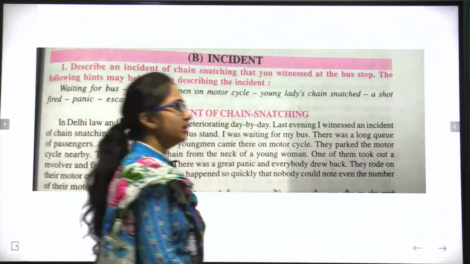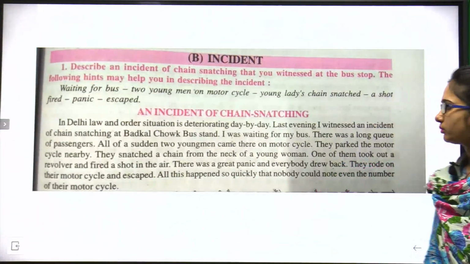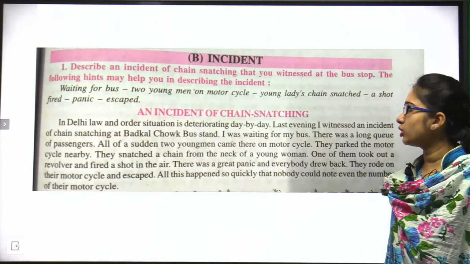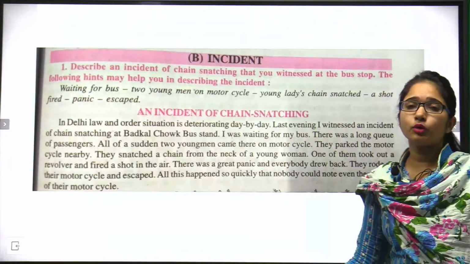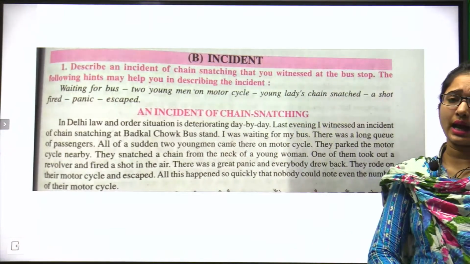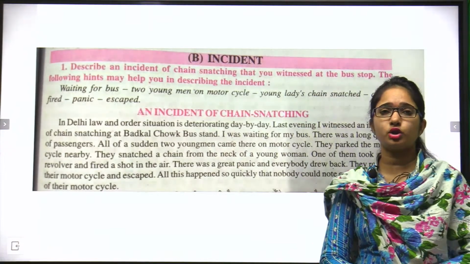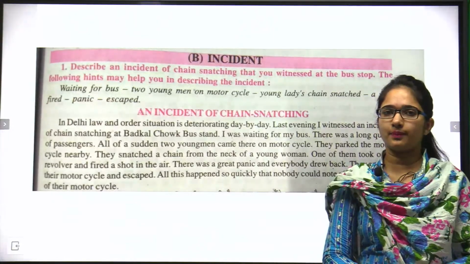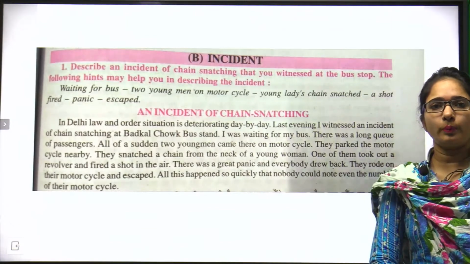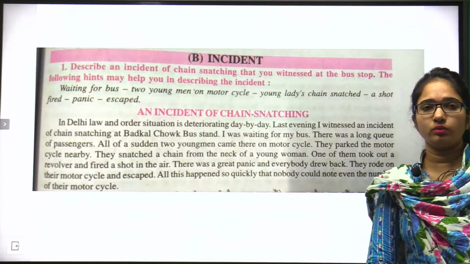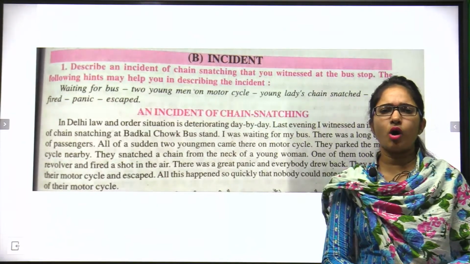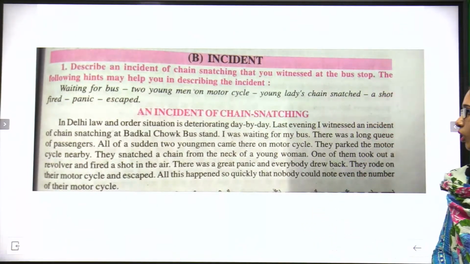What happened in this incident? In Delhi, the law and order situation is deteriorating day by day. I'm going to explain this one. They are taking the incidents of Delhi and saying that the law and order situation is deteriorating day by day. What do you mean by the word deteriorating? It is not proper. The law and order in Delhi is going bad, all bad things are going on.